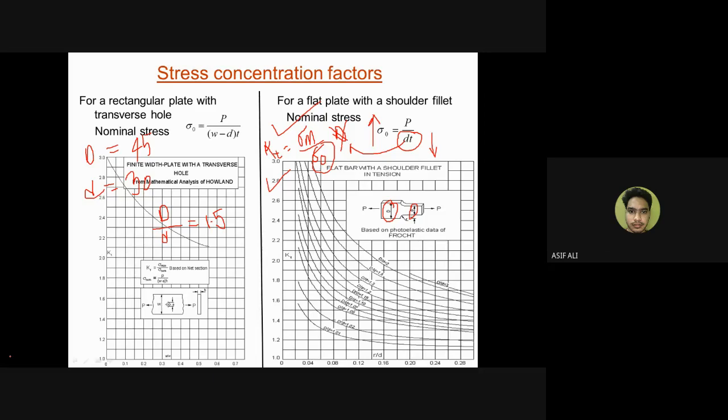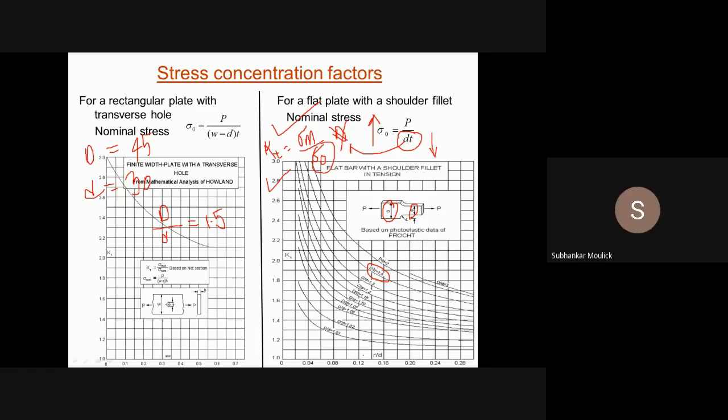Sir, 1.5. Yes, capital D by small d equal to 1.5. That means this second graph from the top, that I will choose. Is it clear? Yes, sir. Fine. Okay, so I got the value of capital D by small d.